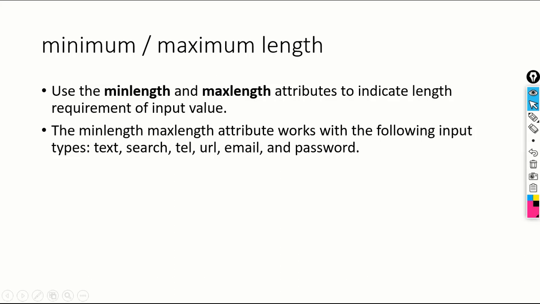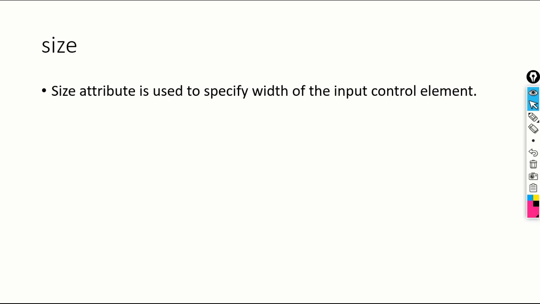The minlength and maxlength attributes work with the following input types: text, search, tel, URL, email and password. Now size, let's understand the size attribute. The size attribute is used to specify the width of the input control element. Width of the input control element.